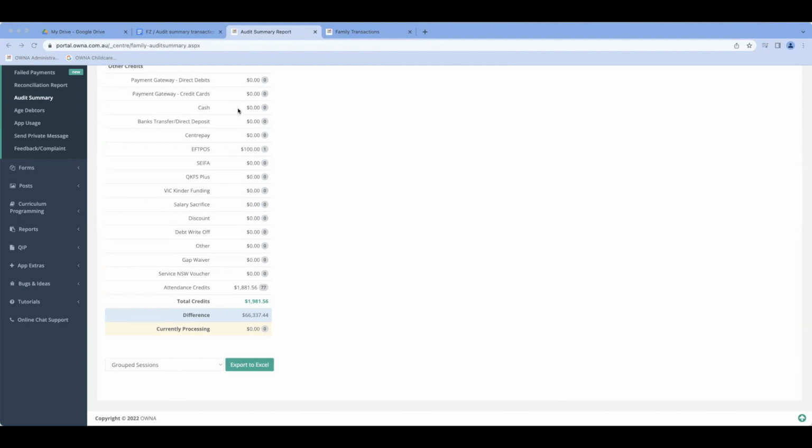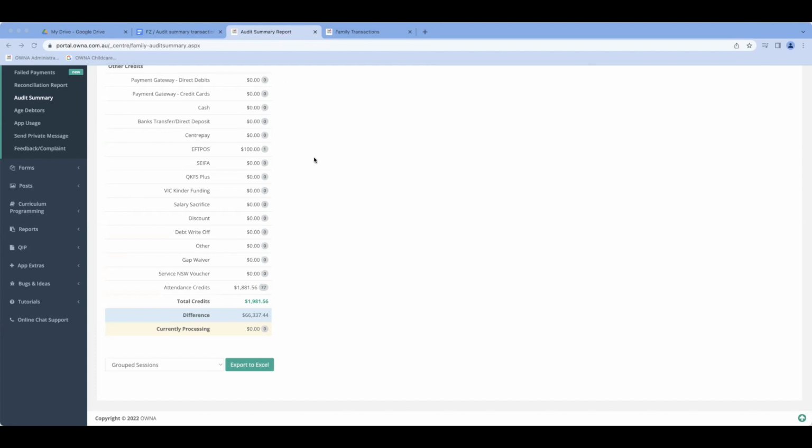So you download your audit summary report, you filter out all the transactions except for the payment gateway ones. And I know this is not the greatest download, but you'll see a column that says gateway reference. So just keep that one in mind, because what that means is every transaction that goes through Fat Zebra has an ID or a gateway reference. In OWNA, it's called gateway reference.